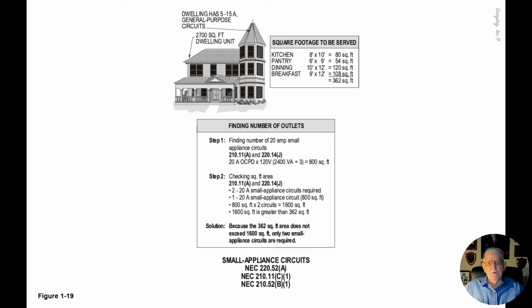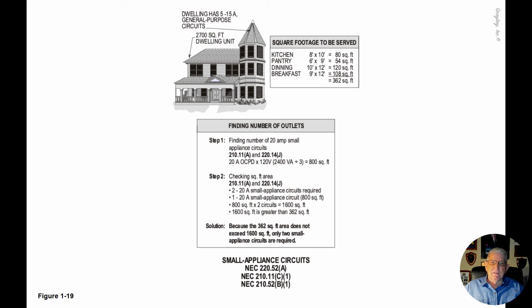Now notice 210.11(a) as well as 220.14(j) is used here. We're using a 20 amp circuit, number 12 wire for the small appliance circuit. So it's basically 20 amps times 120 volts is equal to 2400 VA, which we would divide by the 3 VA per square foot from 220.14(j), coming up with 800 square foot.